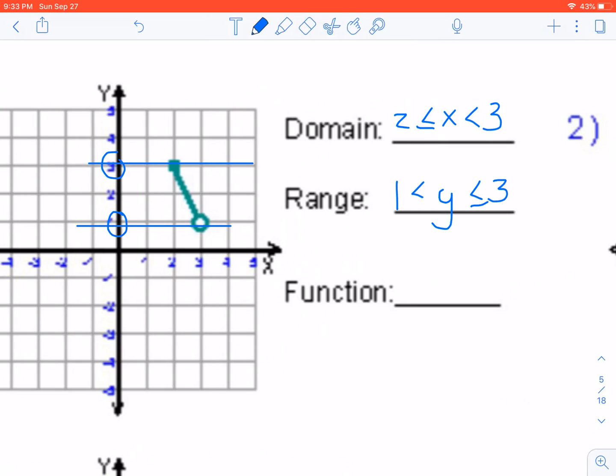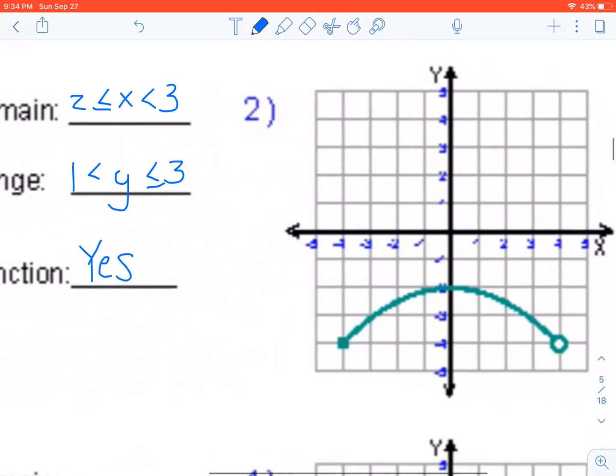Now to determine if it's a function or not, we ask ourselves, do the x's repeat? So here, if I draw a vertical line, does it ever touch the graph twice? No. So this is a function. We'll do a few more examples of that to explain that more.